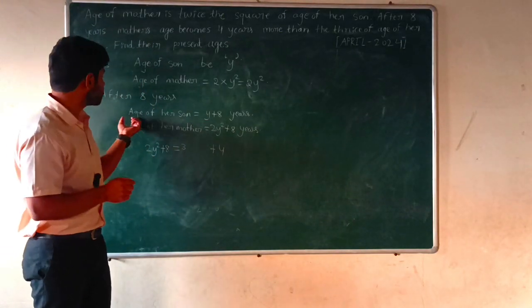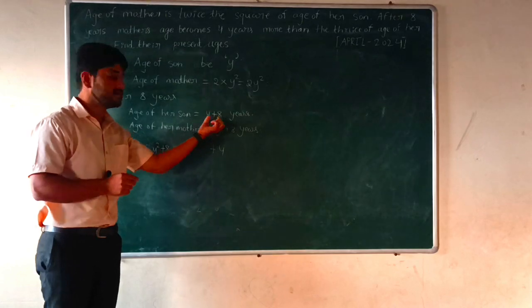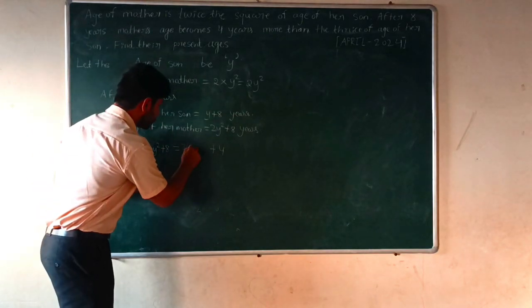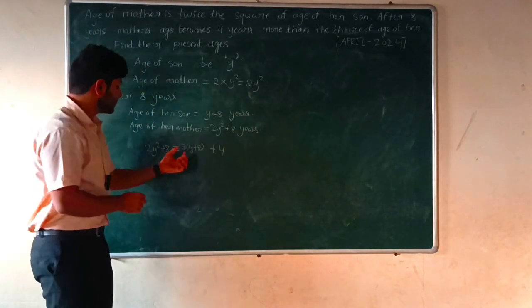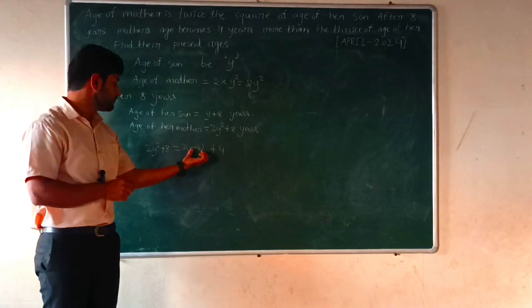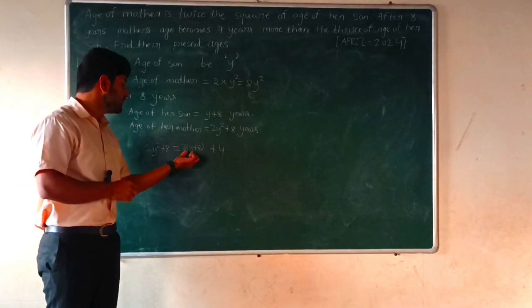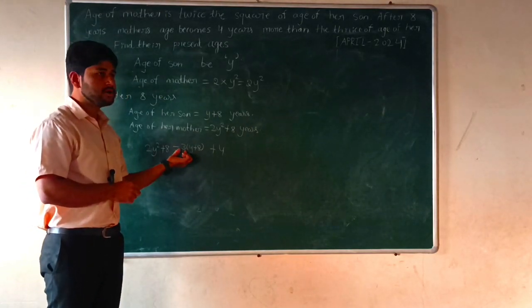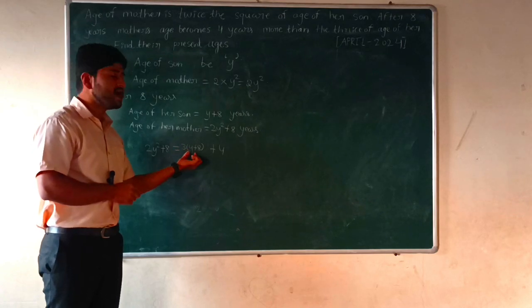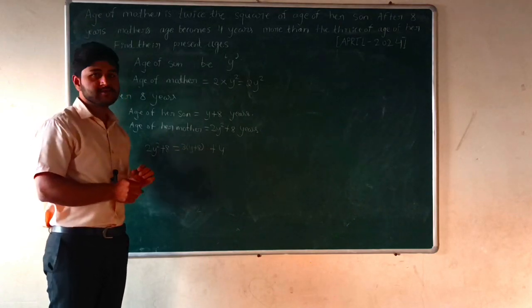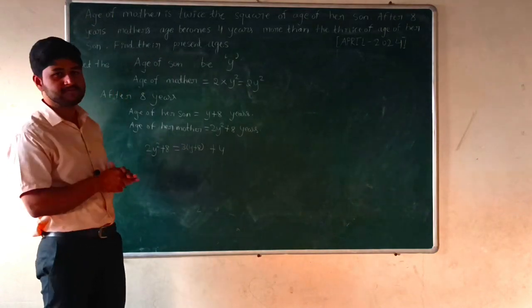Age of her son is what? Age of her son is y plus 8 years. So that is 3 times (y plus 8). Remember, do not forget to add this bracket here. That means that I have to multiply 3 to y, as well as I have to multiply 3 to 8. And after this step, you can just simplify this.